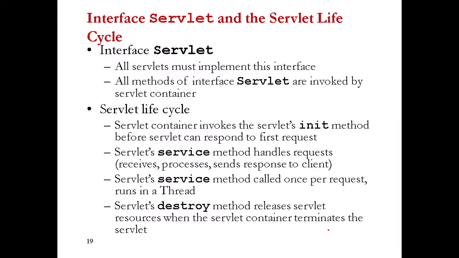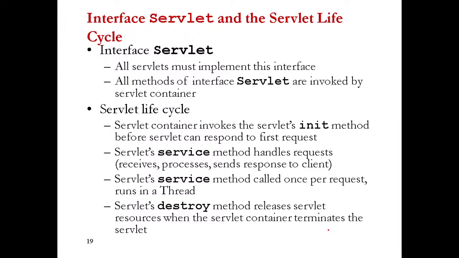Then the servlet service method handles requests. It will receive the request of the client, then process it, then send the response to the client. Everything is done with the service method of our servlets. So a servlet will always have a service method which will handle all these things. The servlet service method is called once per request and runs in a thread. What is the meaning of that? Because it does parallel processing.